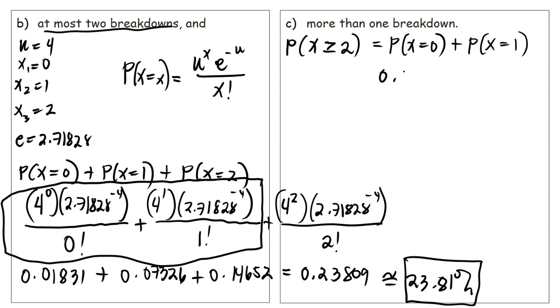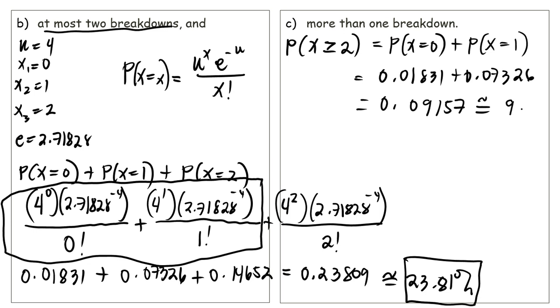So that is 0.01831 plus 0.07326. So ang answer po niyan is 0.09157. So in percent po, that is 9.16%. Ito po yung 0 at 1. Hindi yun yung final answer. Kasi more than 1 breakdown.